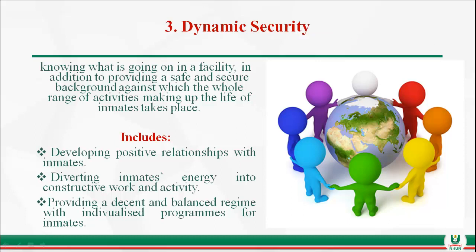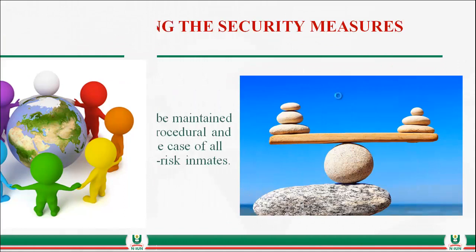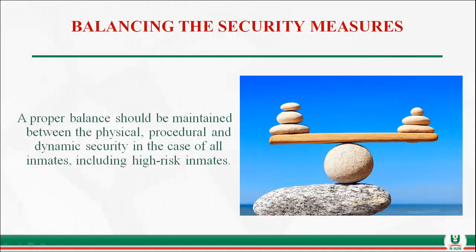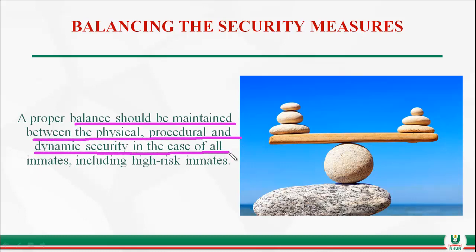Alright, since we talked about balance, we have looked at the three components of prison correctional security. Now, the final note here on this element is that for all the elements, there should be a balance. You can look at the image here. All the elements should be used in a prison setting. A proper balance should be maintained between the physical, procedural, and dynamic security in the case of all inmates, including high-risk inmates. No one security measure is better than the other. They should be applied based on circumstances.